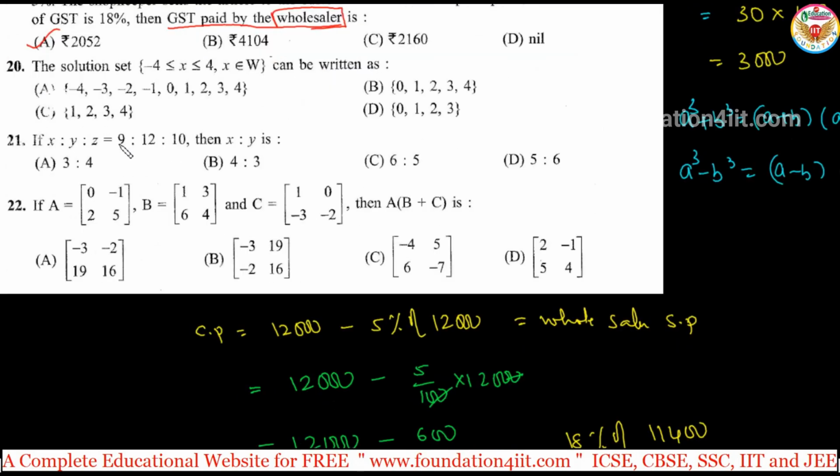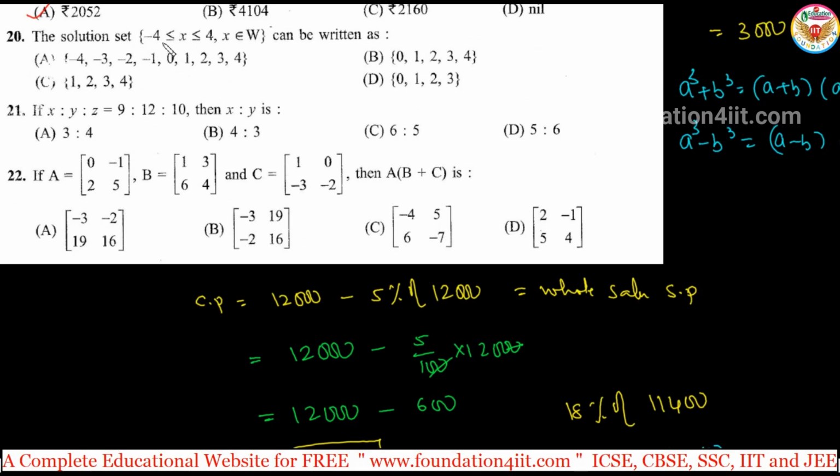Right? And next one, the solution set minus 4 less than or equal to x less than or equal to 4, x belongs to whole numbers. So between minus 4 and 4, only whole numbers. Yeah, between minus 4 and 4, the whole numbers are 0, 1, 2, 3, 4. Right? Direct answer, no need of calculation. And next one, if x is to y is to z is 9 is to 12 is to 10, then x is to y is 9 is to 12. Write 9 is to 12 in simplest form. 9 is to 12 is a 3 table. So 3 3 is a 3, 3 4 is a 12. So 3 is to 4.